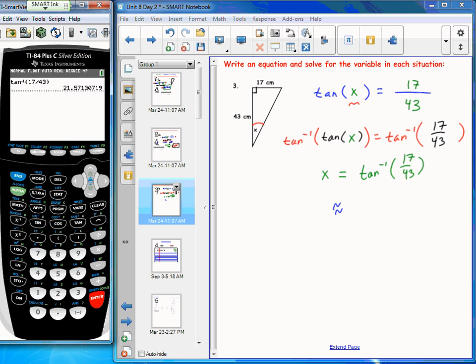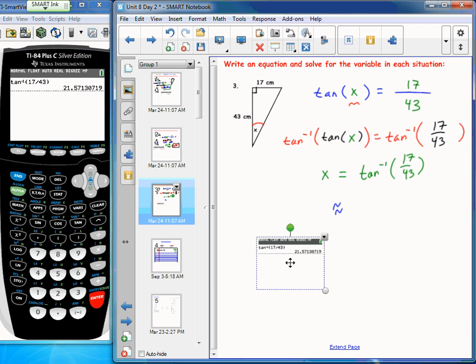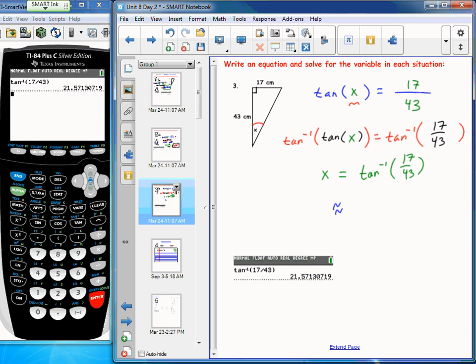Raise your hand if you had about 21.57 degrees. You already had that? Hey, that's great. So inverse trig functions undo trig functions to get unknown angles, versus using your regular sine, cosine, and tangent buttons to find missing side lengths. Great.